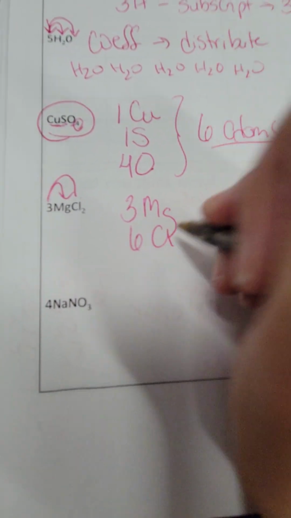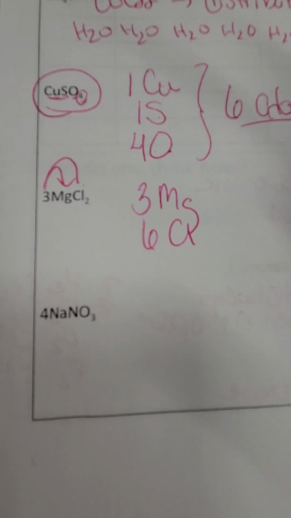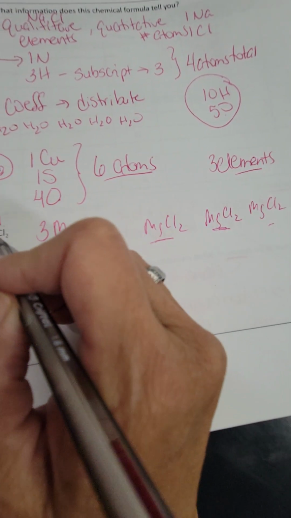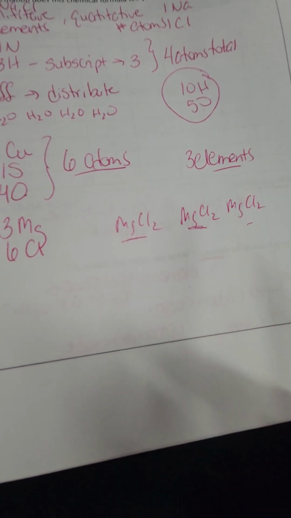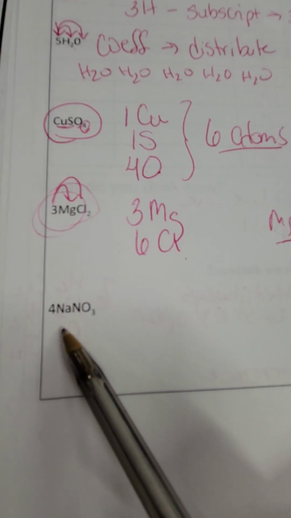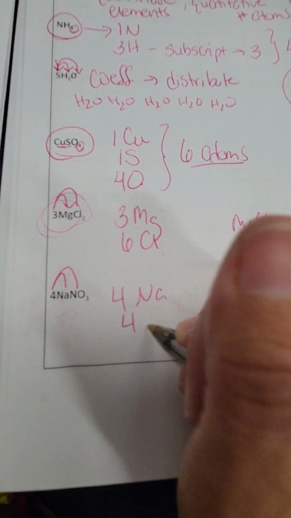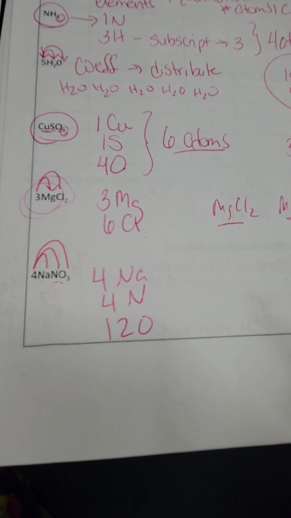Okay. So if we look at this one now, we distribute the 3, so we have 3 magnesiums, and we have 3 times 2, which is 6 chlorines. Or in other words, we have MgCl2, MgCl2, MgCl2. We have 3 of the whole thing when it's a coefficient that's out in front. And then that would give us our 1, 2, 3 magnesiums and our 2, 4, 6 chlorines. And then our last one, 4 NaNO3, because the N and the O are capital, and 4 times 3 gives us 12 O's.